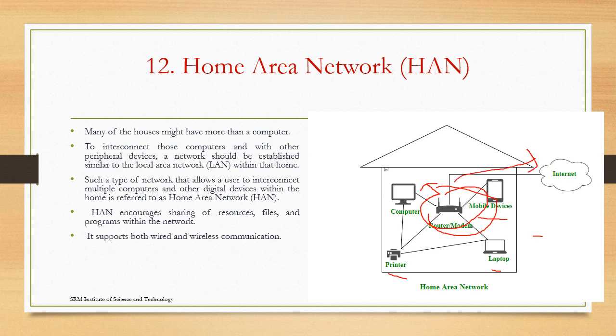So the first network we have seen is personal area network, which is only for personal use. From your computer you can connect your tab and your printer in short range, like Bluetooth. Within 10 meters you can connect the devices. But home area network is nothing but the internet is connected to your router. That router or modem will distribute the internet resources to all other remaining devices. So these are the types of networks.